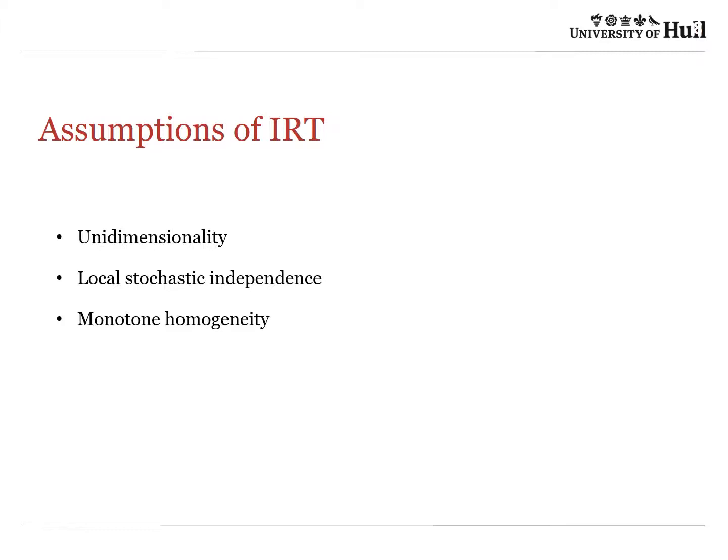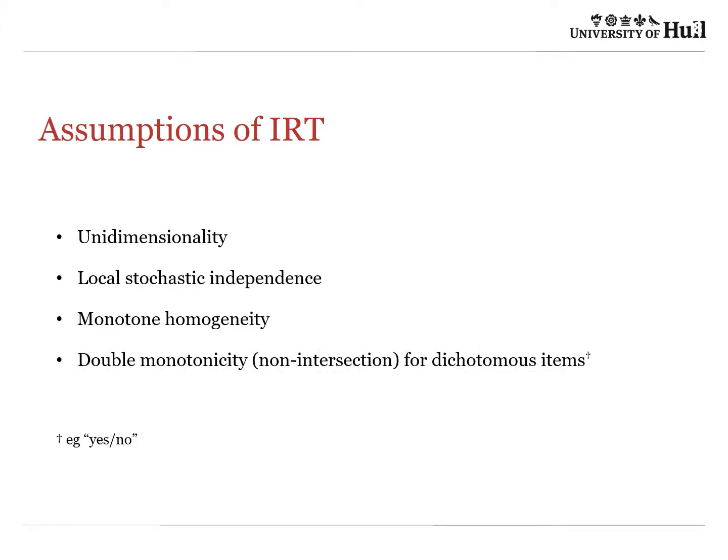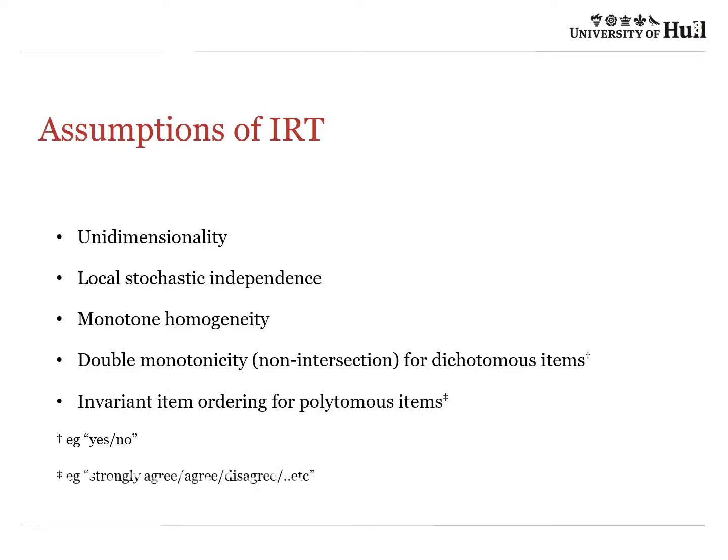Item characteristic curves should be monotonely homogeneous, and I'll demonstrate that in some subsequent slides. They should also, for dichotomous items, for example yes-no items, show double monotonicity. And for polytomous items, they can show invariant item ordering. It's not an essential feature of a Mokken scale, but it's a very useful feature. Again, we'll define these in subsequent slides.